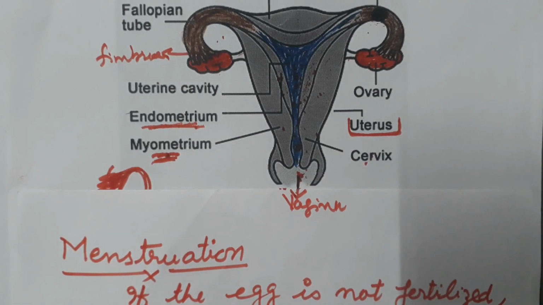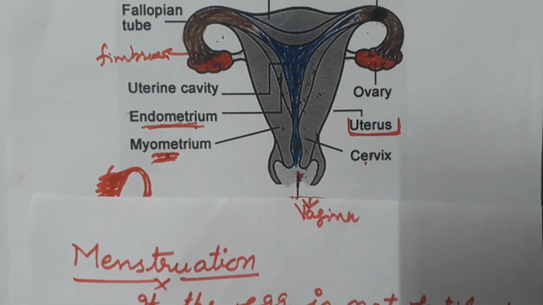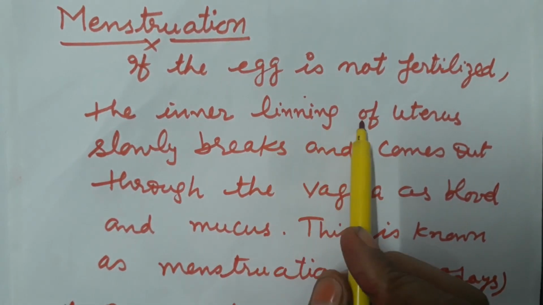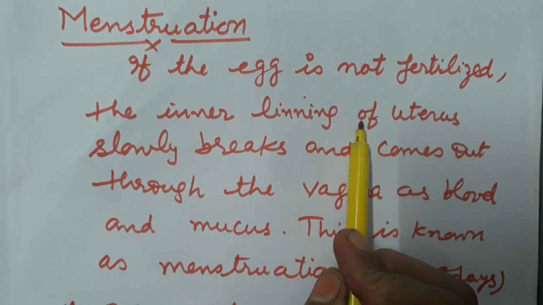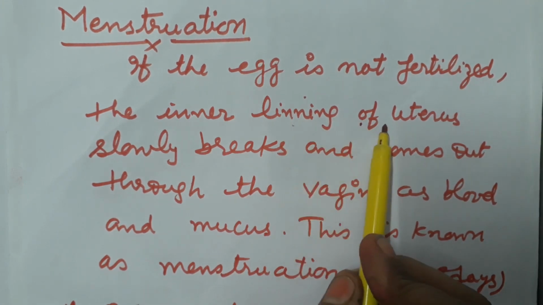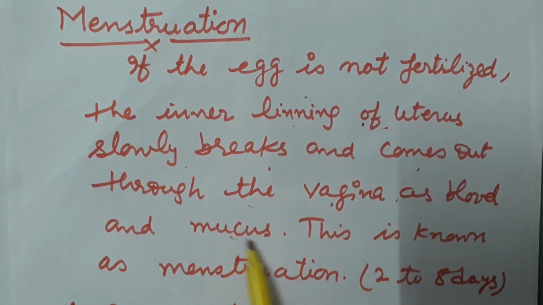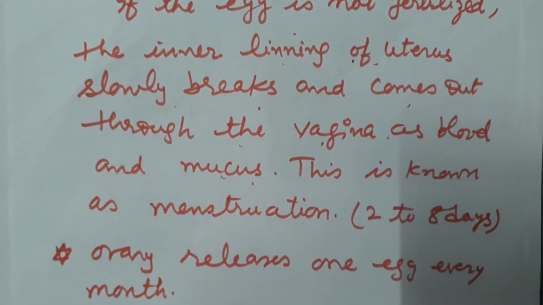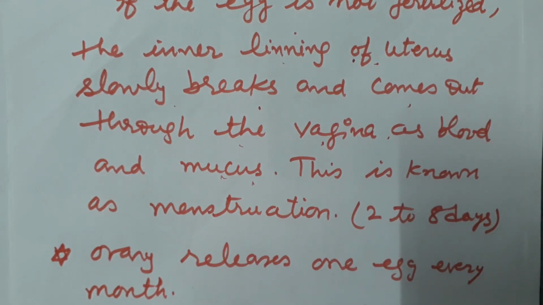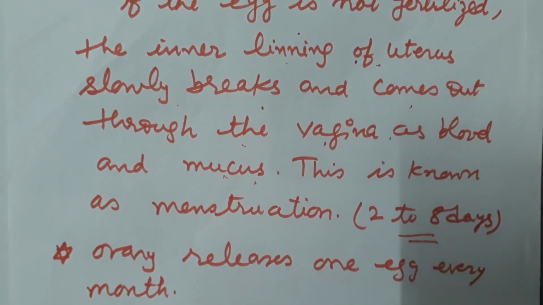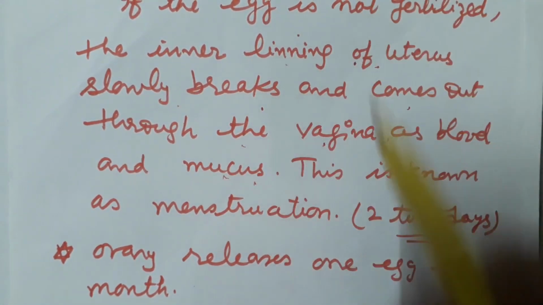Now the question arises, if the egg is not fertilized, then what happens? If the egg is not fertilized, menstruation takes place. What is menstruation? The inner lining of the uterus is not needed any longer, so the inner lining of the uterus slowly breaks and comes out through the vagina as blood and mucus. This is known as menstruation. It usually lasts for about 2 to 8 days. Menstrual cycle is of 28 days.